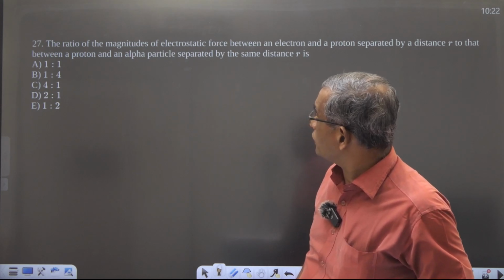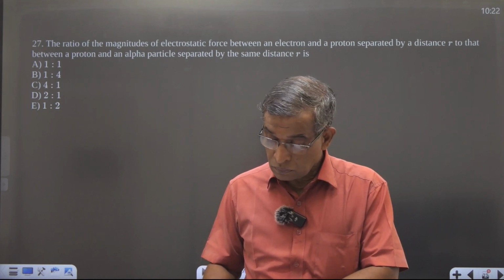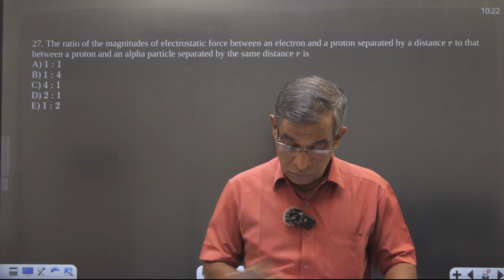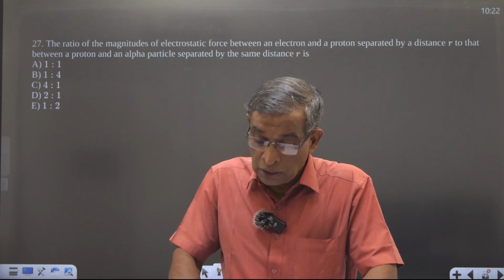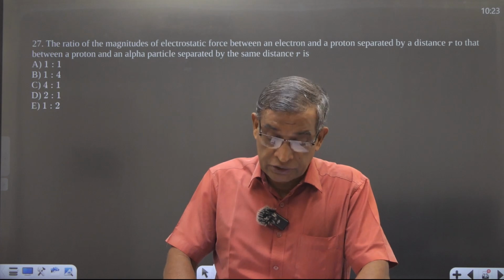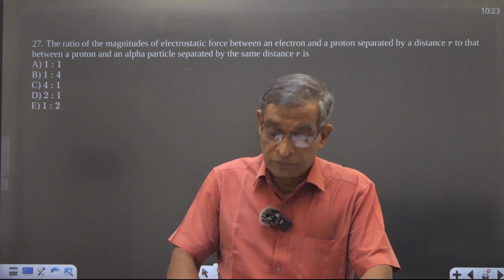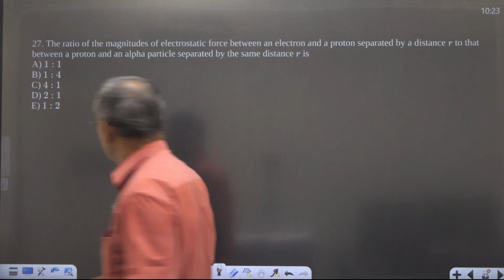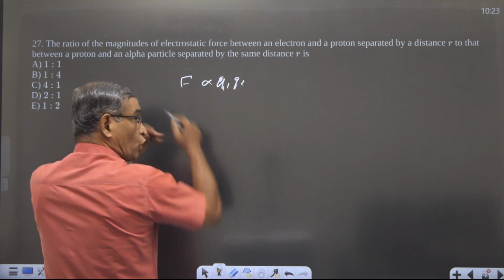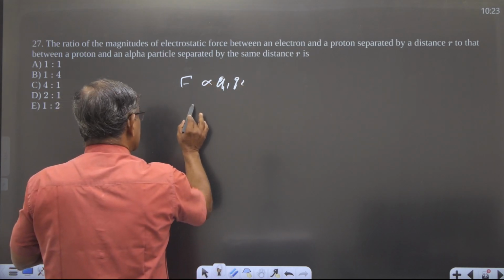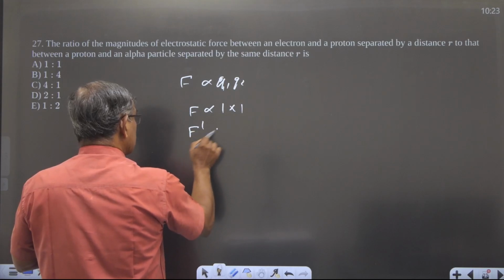The ratio of the magnitude of electrostatic force. Now the question is the ratio of magnitude of electrostatic force between electron and proton separated by a distance r to that between proton and alpha particle separated by same distance. When it was electron and proton, charges are same. So you have F proportional to Q1 Q2, because all other terms are the same. That is one. The first case you have F proportional to electron and proton, 1:1. Second case you have F dash proportional to.